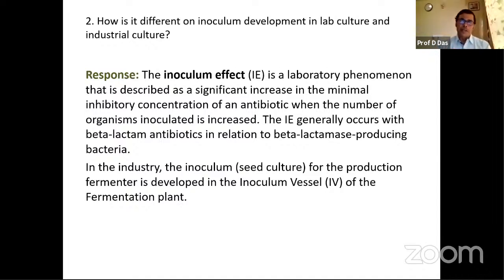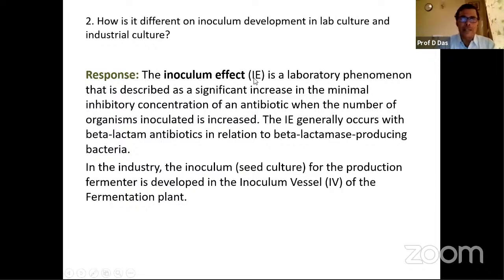Through research and development, we find out the optimum concentration of spores that should be present in the seed culture. And this seed we aseptically transfer to the inoculum vessel with the growth media. When these spores grow in the growth media, they are converted to vegetative cells. And these vegetative cells are used as a culture for the production fermenter. I hope you understand that.